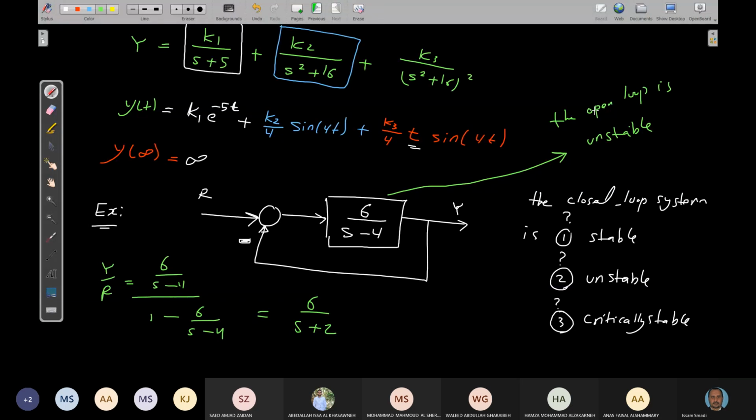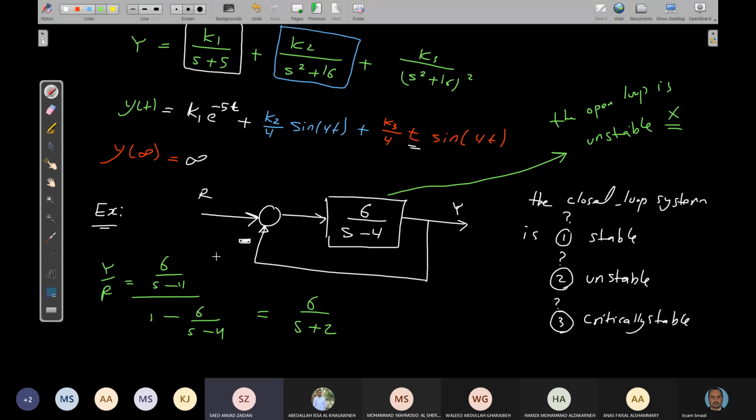So even if the open loop is unstable, this is not the end of the road. Simply, I can design a controller, I can design a configuration such that I can make the system stable. If the system is stable, later on I can discuss the requirements or the desired performance that I need to achieve. And here I will stop.